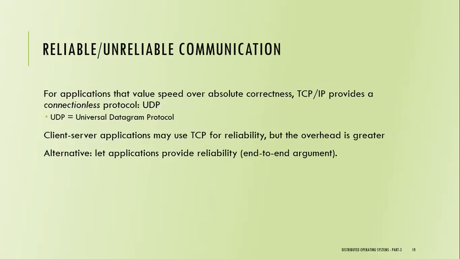Reliable and unreliable communication. For applications that value speed over absolute correctness, TCP/IP provides a connectionless protocol called UDP. It's the Universal Datagram Protocol. Client server applications may use TCP for reliability, but the overhead is greater. The alternative is that the application provides reliability, the end-to-end argument.